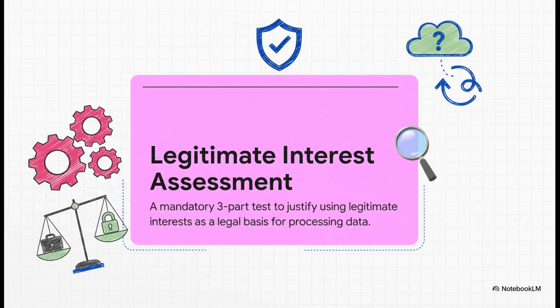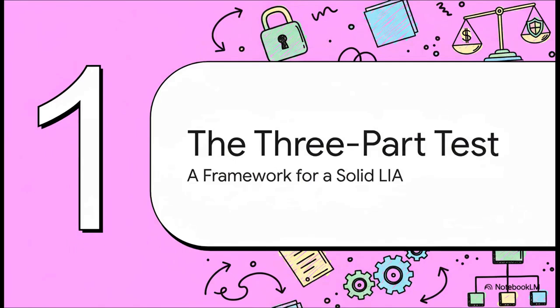The best way to think about it is like a mandatory three-part test you run on yourself. It's the framework that makes your claim to a legitimate interest actually justifiable, fair, and, most importantly, lawful. So this LIA is built on a structured three-part test, and when you get it right, it gives you a really solid, defensible reason for your data processing. Let's dive in and break down each part.